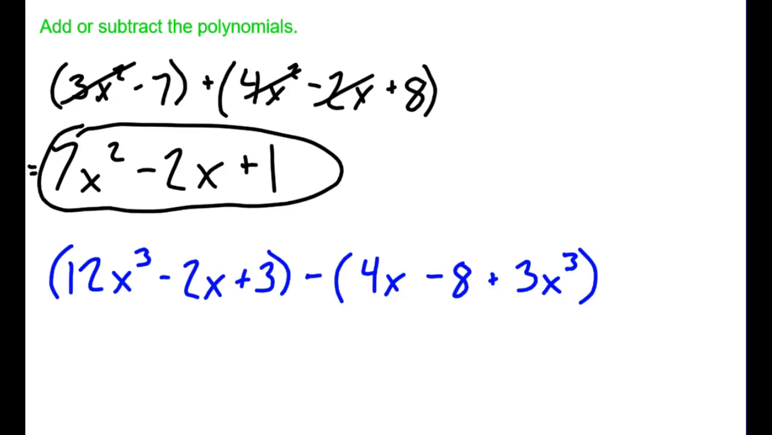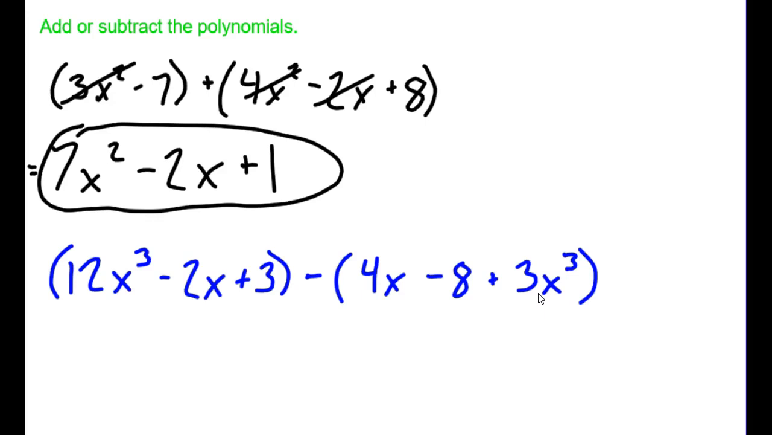Next problem, now we're going to subtract two polynomials. We have 12x cubed minus 2x plus 3, and we're subtracting from that 4x minus 8 plus 3x cubed. A couple of things we can do to start this problem. First, if it's easier for you to write these polynomials in standard form, we can do that. The first one is already in standard form. The second one is not. So if you wanted to rewrite this to make it easier to line up your like terms, go ahead and do that. It is not necessary though.